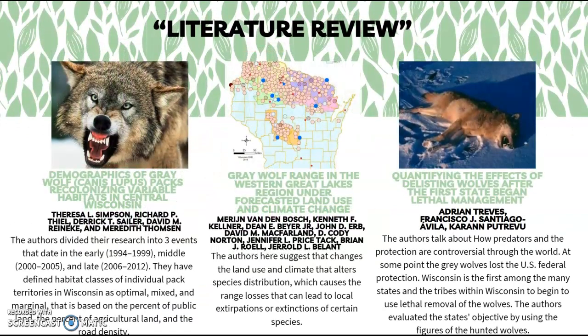My literature review is based on what my study is. Demographics of gray wolf packs recolonizing variable habitats in central Wisconsin. In this article, the authors divided their research into 3 events dating from early 1994 to late 2012. They defined habitat classes of individual pack territories in Wisconsin as optimal, mixed, and marginal, based on the percent of public land, the percentage of agricultural land, and the road density.